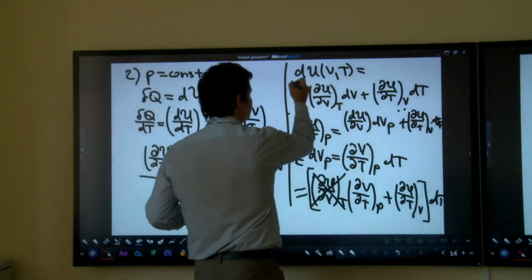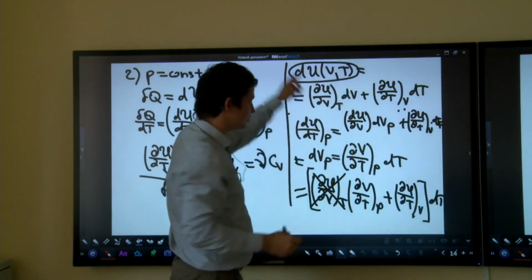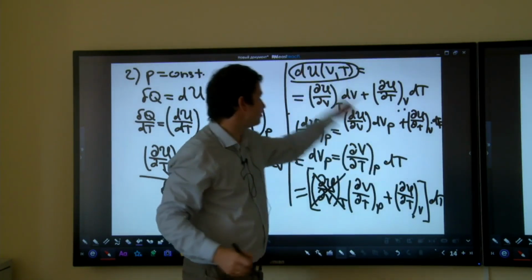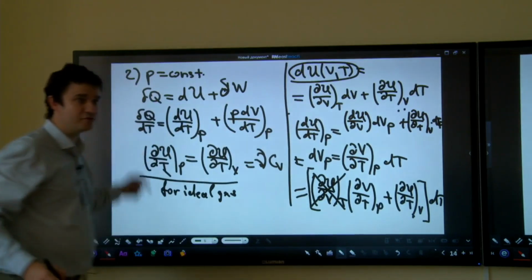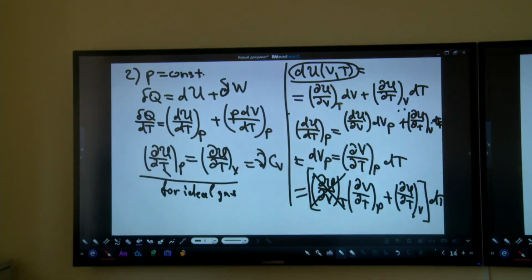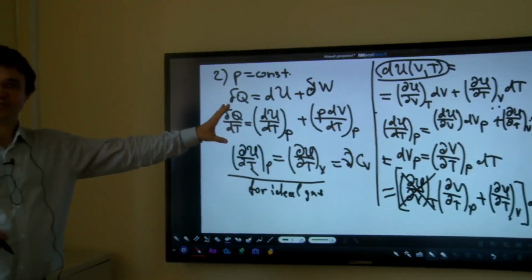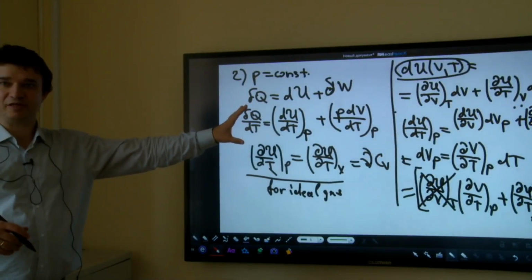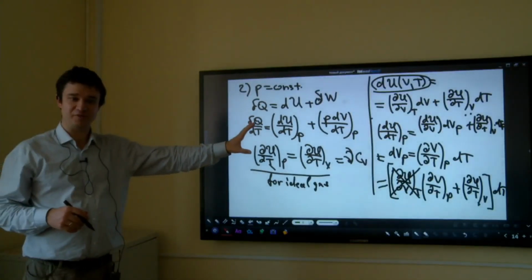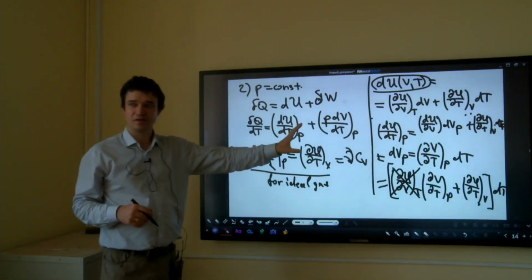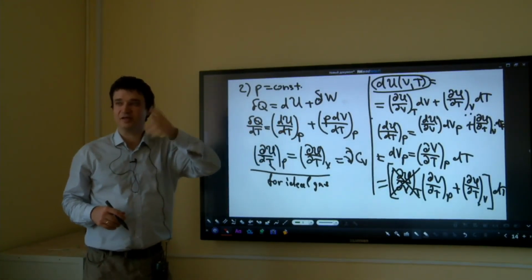Okay, so this is du at constant pressure, and then I divided by dt to get this derivative. So this is a somewhat complicated part here. If you have any questions, please ask before you forget, or try to understand this as fast as possible after the lecture. Okay, yes?